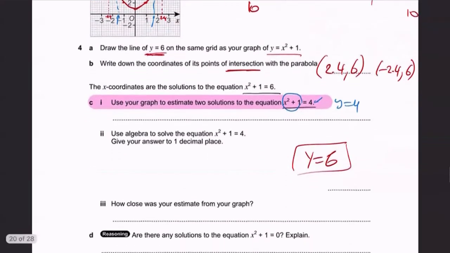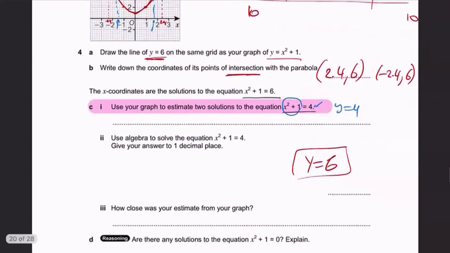Use algebra to solve the equation x squared plus 1 equals 4. Give your answer to one decimal place. This is algebraically. What you will get is a solution which is almost equal to whatever you got from the graphs. Why is it not equal? Why is it almost equal?